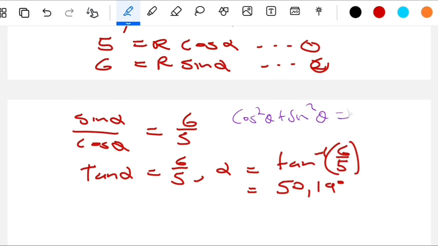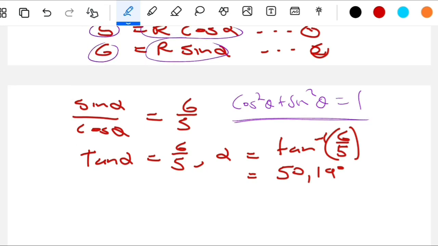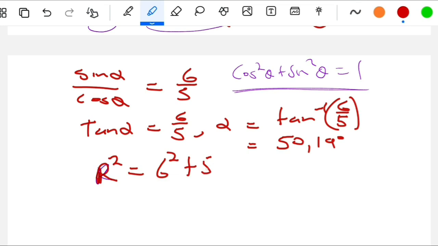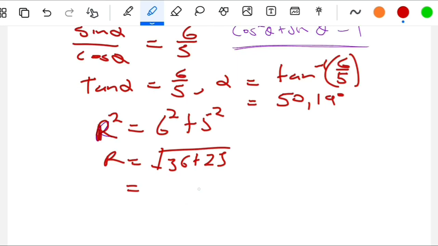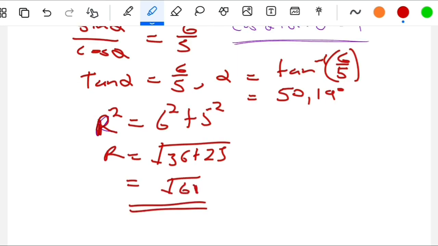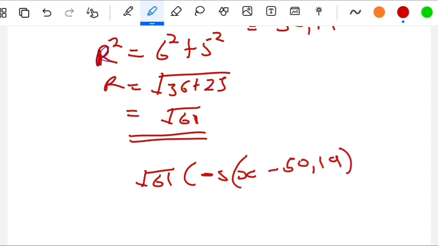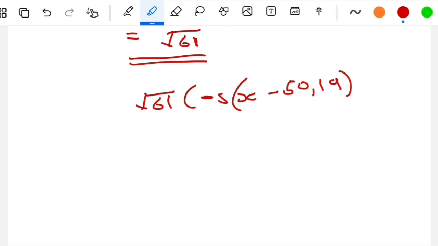Then for our r, we're going to use this concept here, which says cos squared theta plus sine squared theta equals 1. So what we can do is square this side and that side. After squaring, we add. So if we square and add, we're going to get that r squared equals 6 squared plus 5 squared. So r is root of 36 plus 25, which is root of 61. Okay, then our answer now is root of 61 cos(x minus 50.19). Then the question further says hence solve this equation.